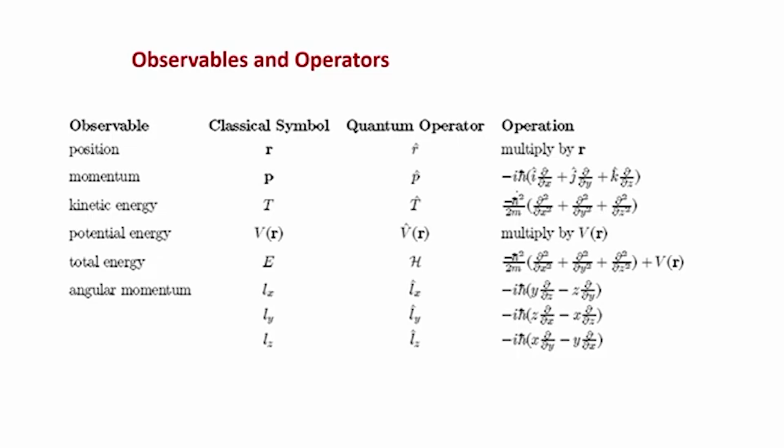It is important to see that the momentum is of course a vector operator which has a form in the coordinate space equal to minus i h cross del x in the x direction, del y in the y direction, and del z in the z direction. The kinetic energy has a form minus h cross squared over 2m, del square by del x square plus del square by del y square plus del square by del z square. The potential energy is V of r.